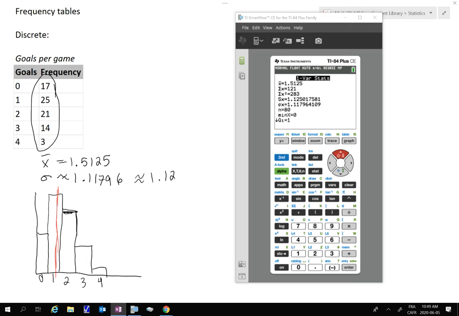So if I add the standard deviation to the mean, and subtract it, that gives me a good idea of where most of the data will be. So I see that this data is grouped a lot in the 0, 1, 2 region.